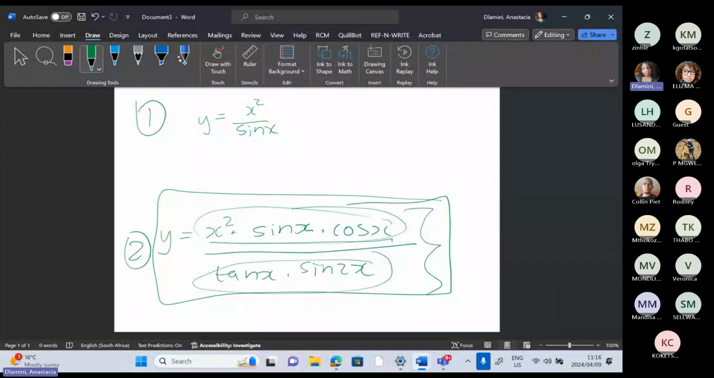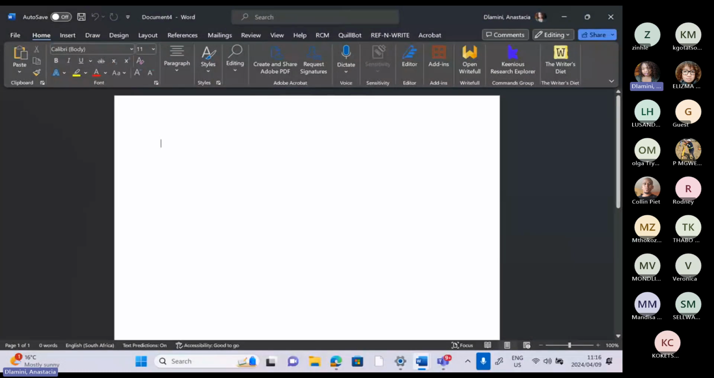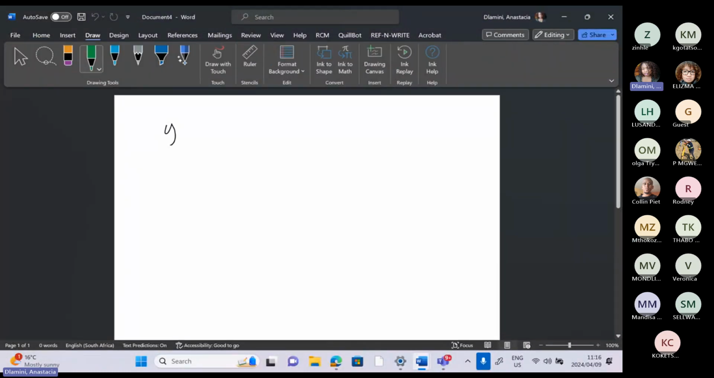So meaning that we are going to go back to our assignment and see if we have some form of similarities to what we just talked about. Are we okay? Yes, ma'am. So now, let's say in our assignment we have y is equal to x squared sine x over cos 2x. This is example 1 on page 24.